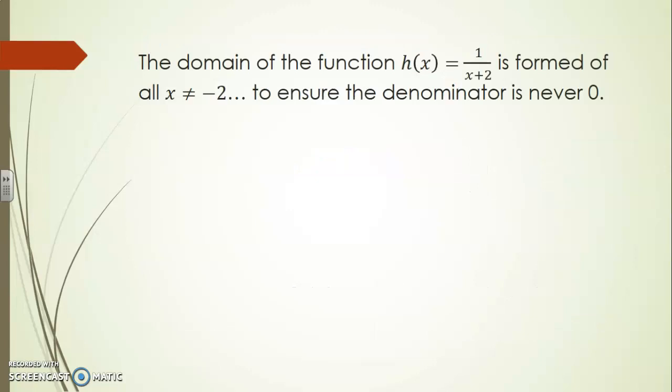The domain of the rational function 1 over x plus 2 is formed of all x's that are not minus 2. This time we're preventing a division by 0 by putting a restriction on the value of x and prohibiting it from being minus 2.